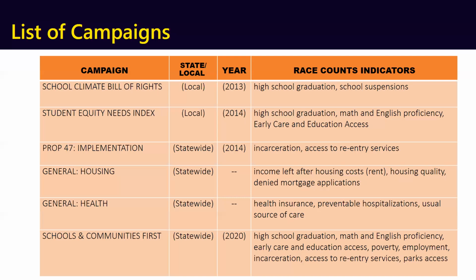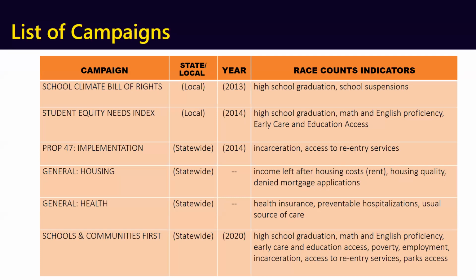Let's take some of these campaigns, for example. In 2013, Los Angeles launched the School Climate Bill of Rights. If we were to use Race Counts back then, we could have used high school graduation and school suspensions as indicators for this campaign. Similar to the Student Equity Needs Index, indicators like high school graduation, math and English proficiency, and early care and education access can give organizers the tools they need to shape up their campaigns.